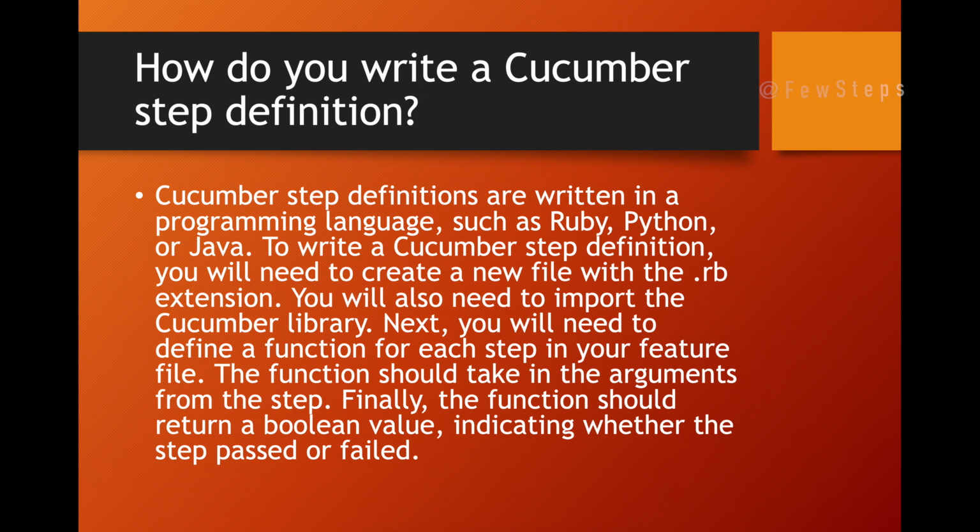Question 7. How do you write a Cucumber step definition? Cucumber step definitions are written in a programming language, such as Ruby, Python, or Java. To write a Cucumber step definition, you will need to create a new file with the .rb extension. You will also need to import the Cucumber library. Next, you will need to define a function for each step in your feature file. The function should take in the arguments from the step. Finally, the function should return a Boolean value, indicating whether the step passed or failed.